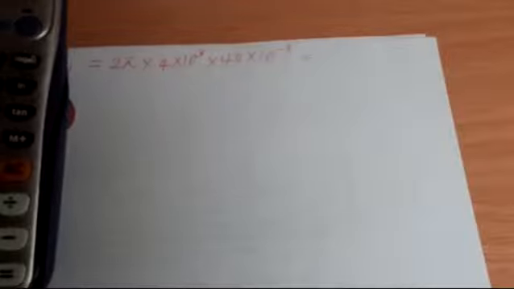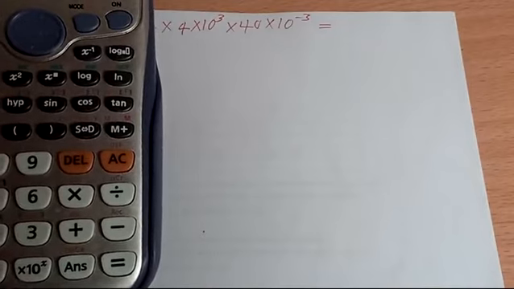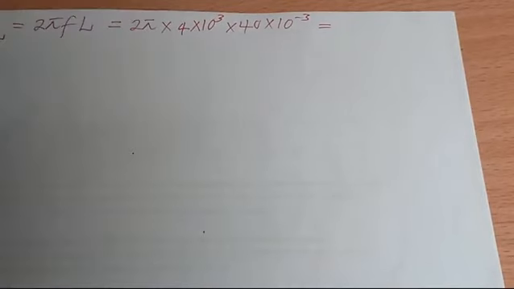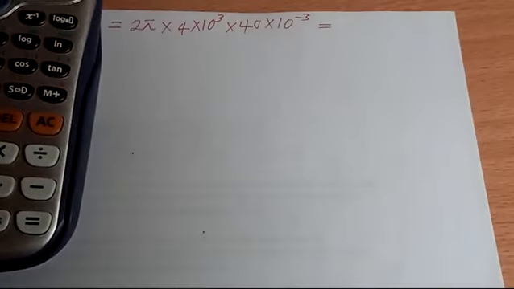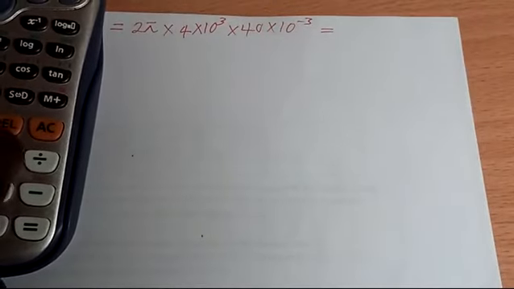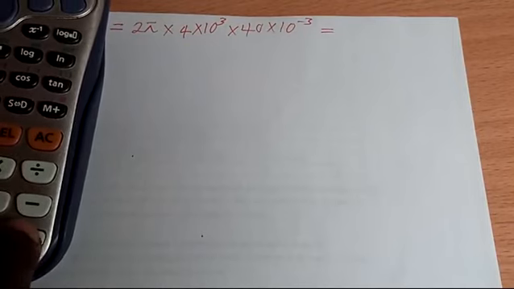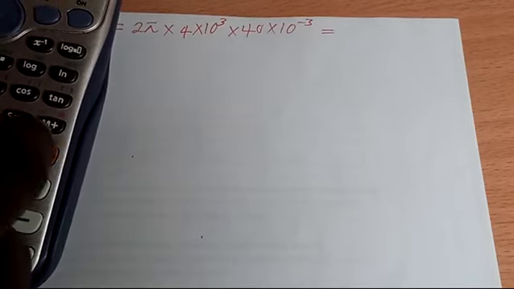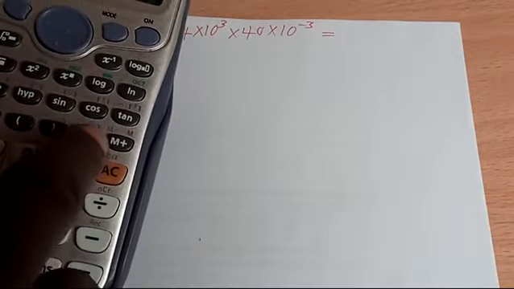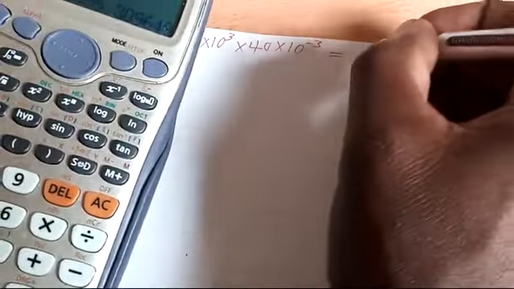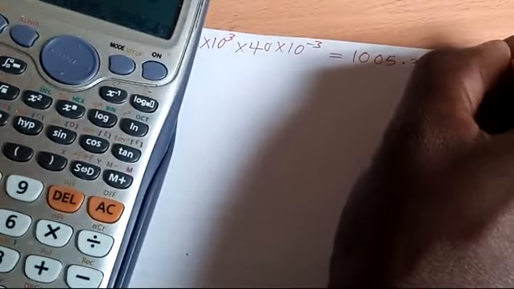Then we bring our calculator and press 2 pi multiplied by 4 exponential 3 multiplied by 40 exponential negative 3. Then you press the equality sign. If it gives you the answer in terms of pi, please press this S-D button and you will be given the value without pi. It will be 1005.31 in ohms, because this is electrical resistance, so it's measured in ohms.